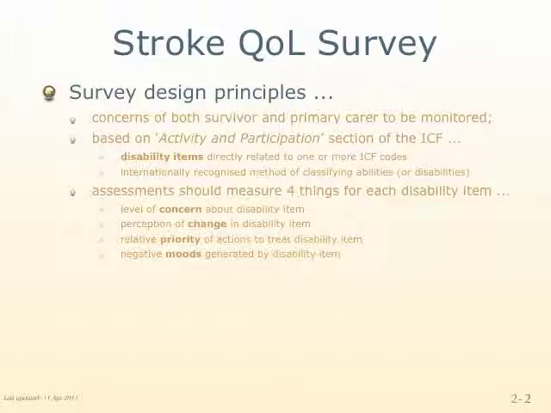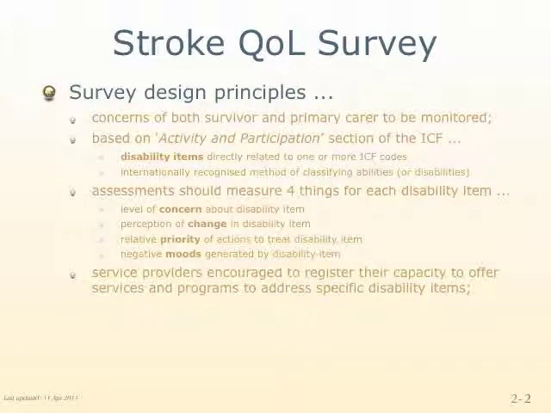The survey should also be designed in a way that community-based service providers can easily match the services and programs they offer with specific disability items. Hence, they can be encouraged to register their capacity to offer specific services and programs to treat specific disability items.